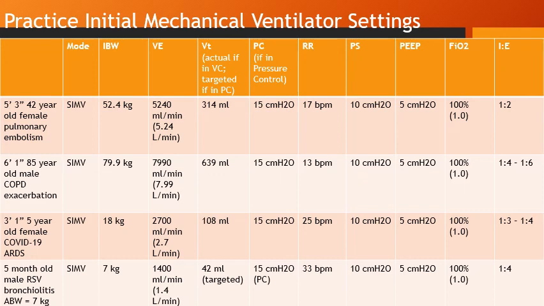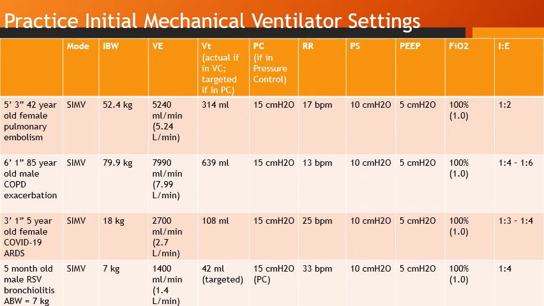Now here we're going to multiply 18 by 150 milliliters per kilogram to get our minute ventilation, because pediatrics are 150 milliliters per kilogram. So 18 times 150 is going to give us 2,700 milliliters per minute, or 2.7 liters per minute of minute ventilation.